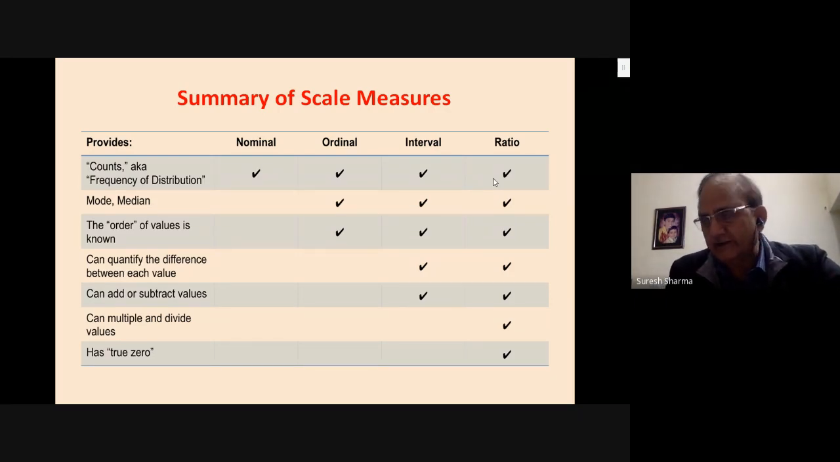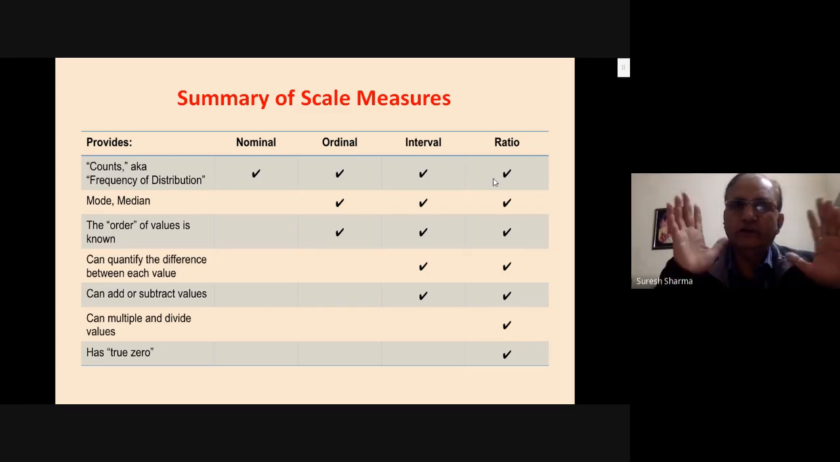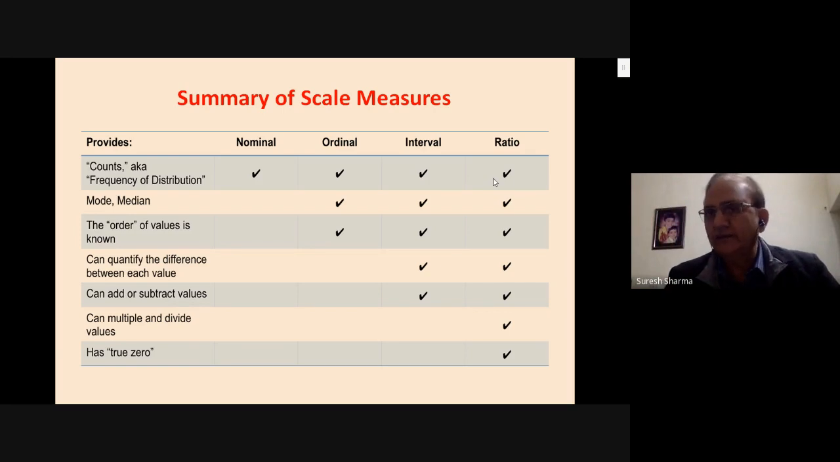Can add or subtract, only in interval and ratio. Can multiply or divide, only under ratio. Have a true zero, that means quantity does not exist, only under ratio. So hopefully, from this summary of the different kinds of scales, you can recognize whether your variable belongs to the nominal scale, ordinal scale, interval scale, or the ratio scale.